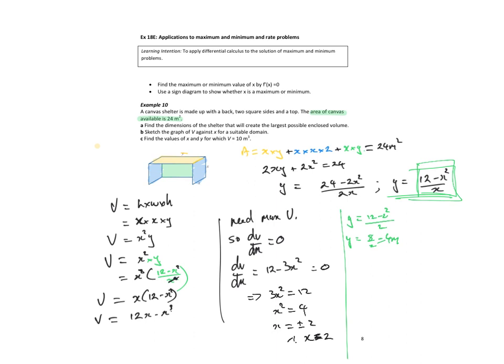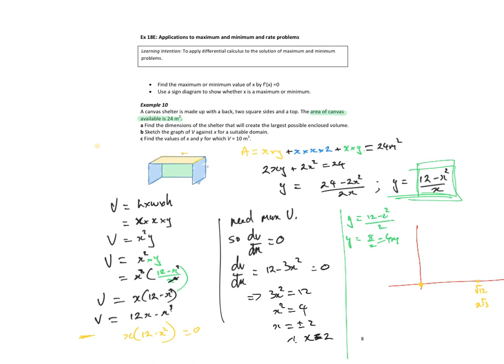If I want to sketch this graph, if I factorise that by taking x out, I get x times 12 minus x squared. So I get intercepts 0 and plus or minus the square root of 12, which is 2 root 3. I won't worry about the negative one because we only need x to be greater than 0. So there's my intercepts.